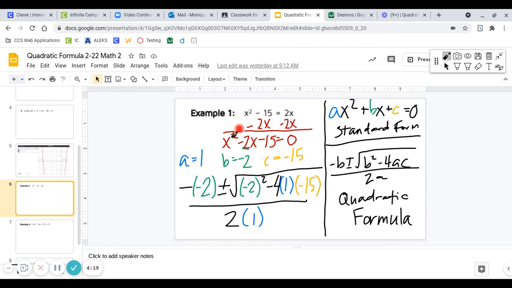So we got our step 1. We put this in standard form. Using the standard form, the general standard form here. Step 2, we identify a, b, and c. Step 3, we insert a, b, and c values into the formula. And then step 4, we're going to put this into decimals to calculate.